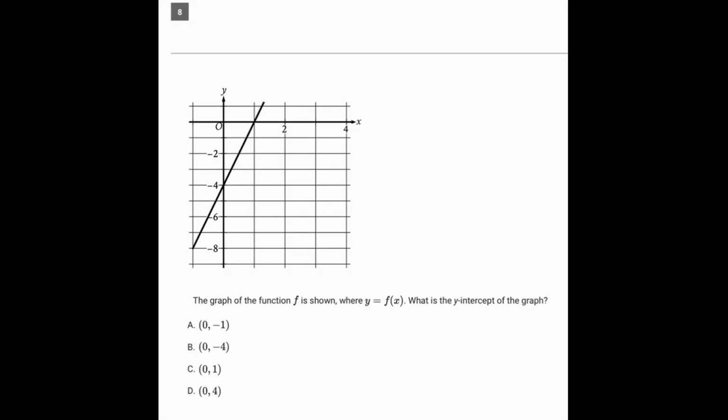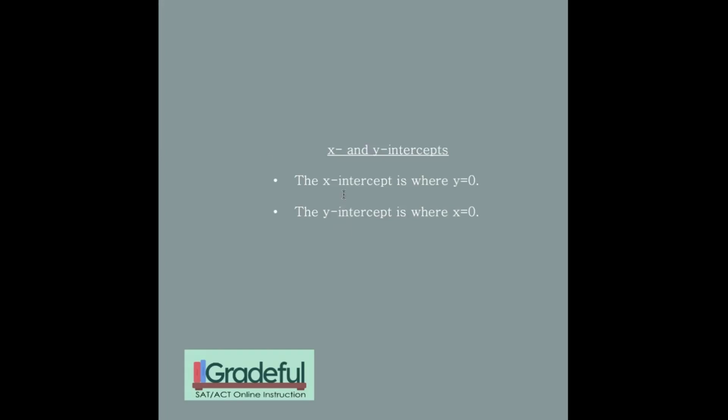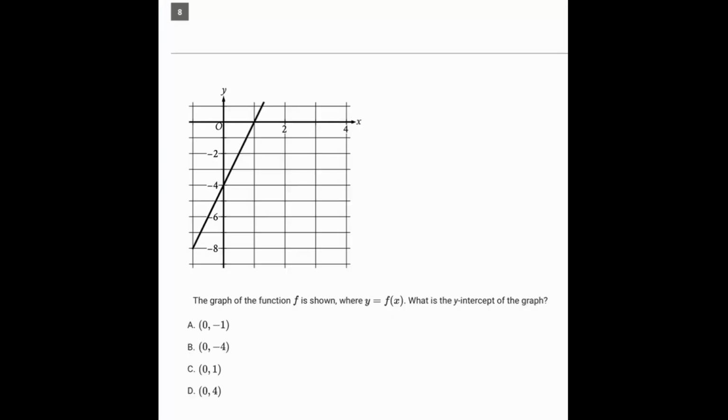Now going to question number 8. Here we're being asked for the y-intercept of this graph. And don't forget, the x-intercept is where y is 0. The y-intercept is where x is 0. So here we want the y-intercept, so we want to know where x is 0.